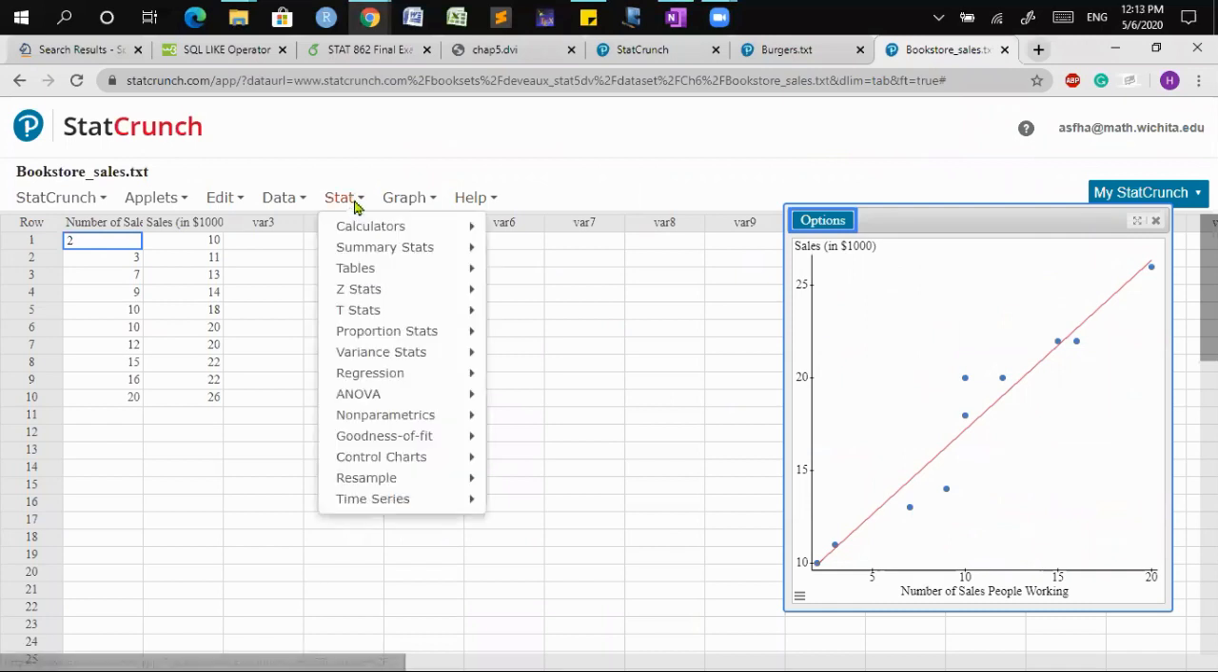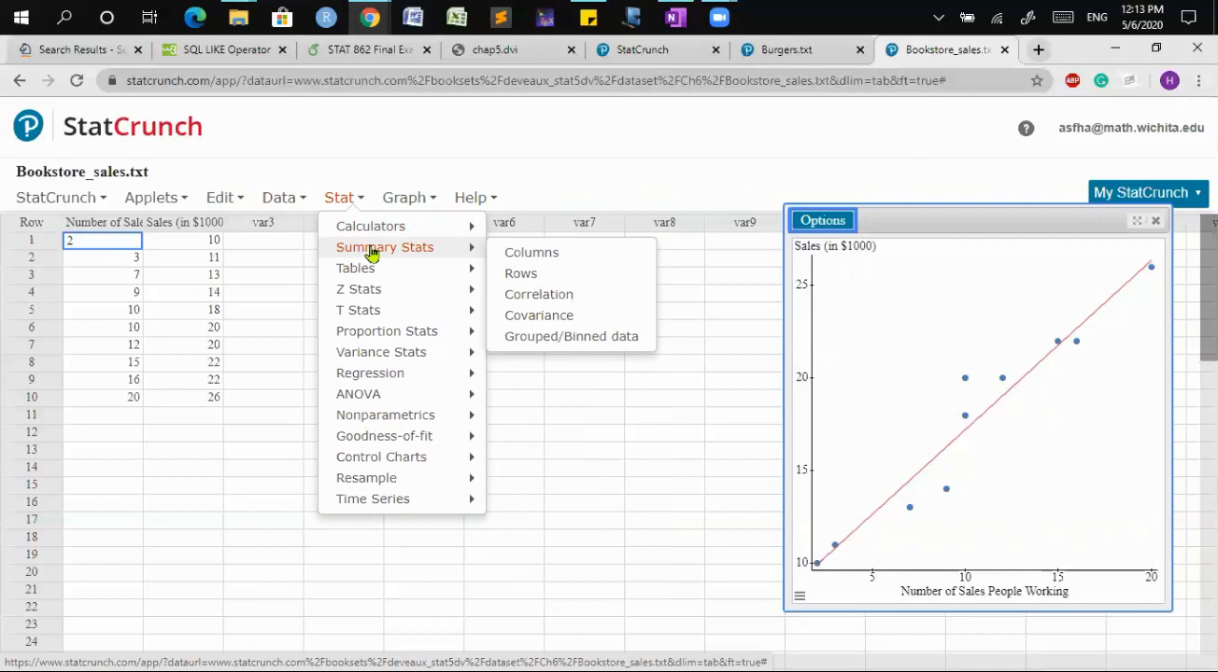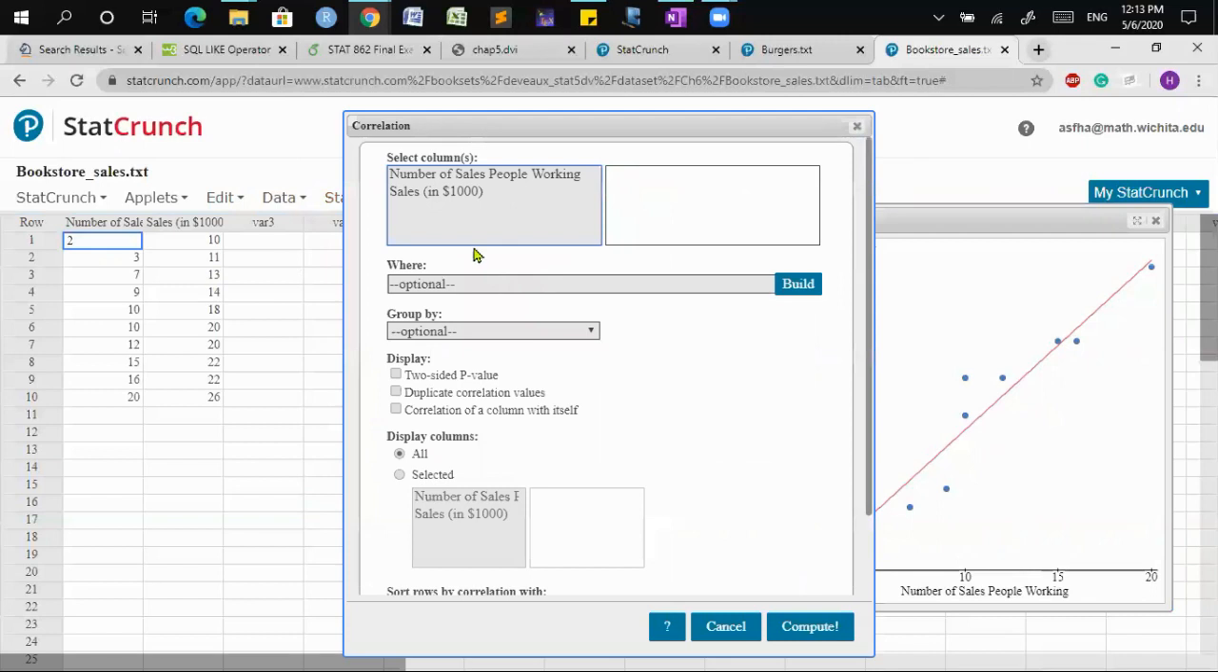So for the correlation, there are two ways actually. If you want to calculate only the correlation, just the number without any other information, then you have this option. You can go to summary stats and then correlation, and then you select both of them. Here you don't have to worry about the order, whether you select X first or Y first. It doesn't matter. It's just correlation, so it doesn't change the value.